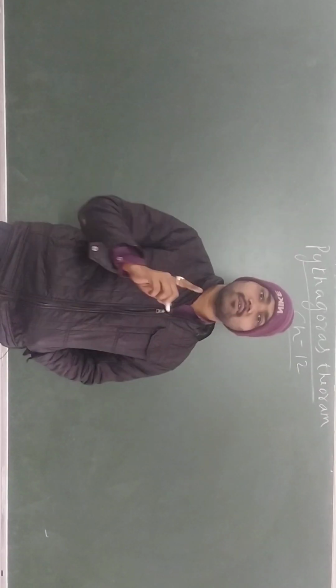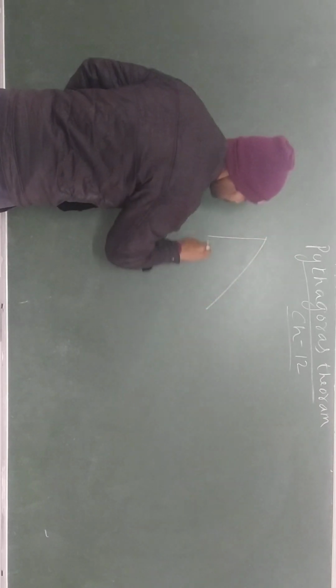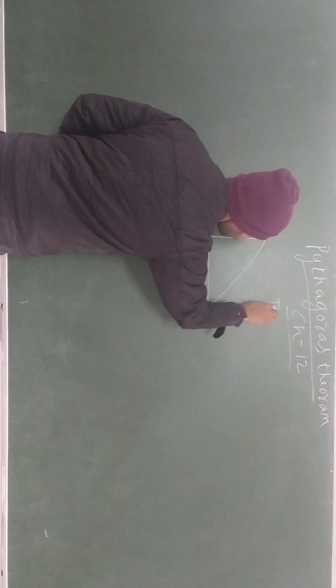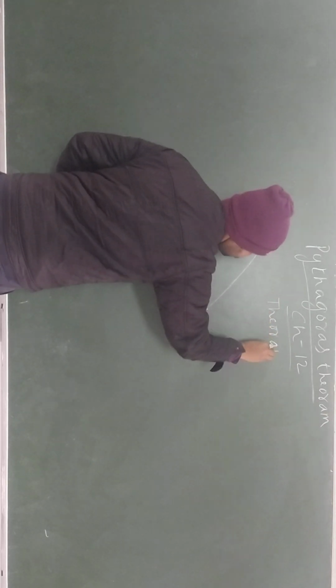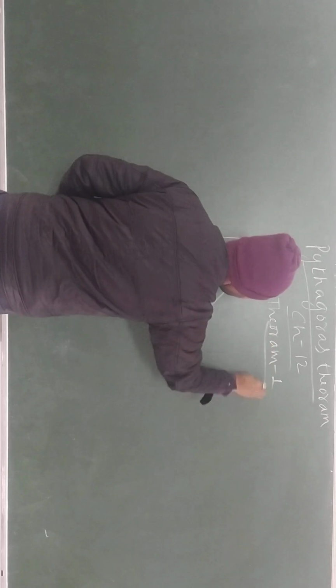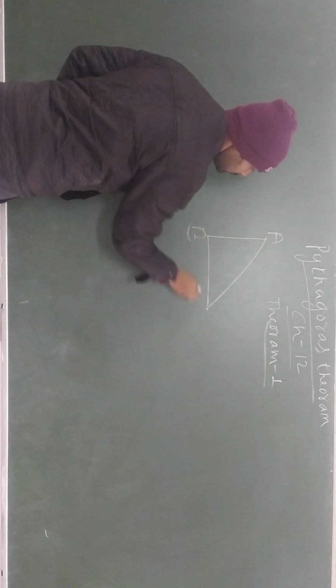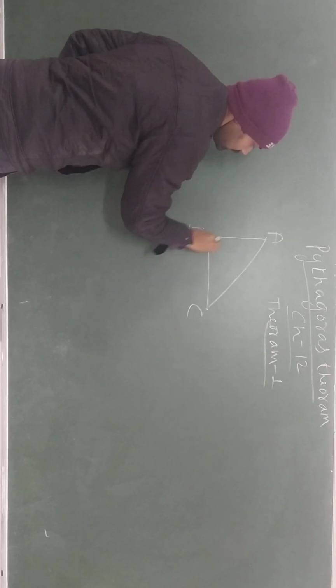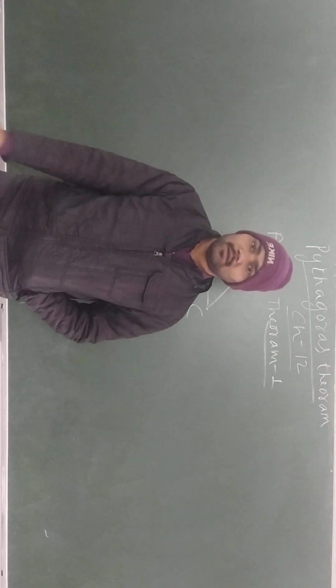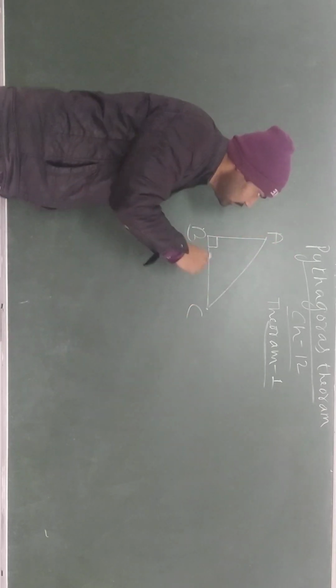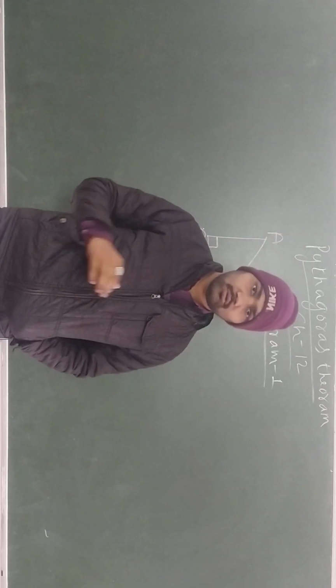See, in this the first theorem is based on Pythagoras theorem. Theorem first. This is a right angle triangle. Consider this is a right angle triangle, and the right angle is at B. Okay. So what does this Pythagoras theorem tell?